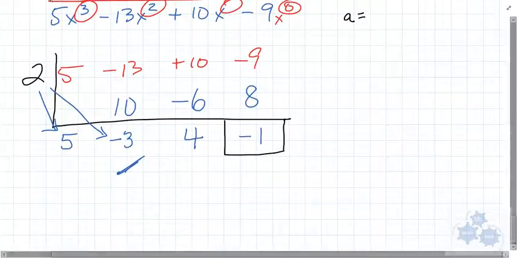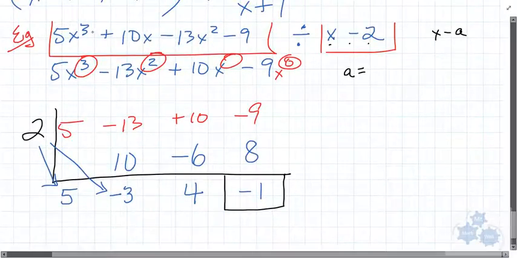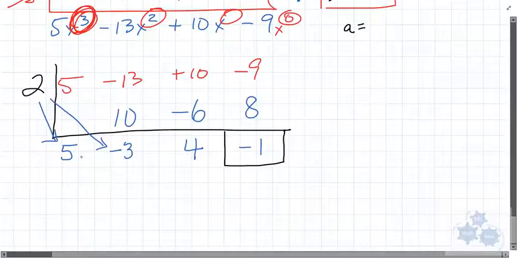So what does this tell us? Well, it tells us a few things. It tells us that we have a remainder of -1. It tells us also that we have coefficients for our polynomial here. And we started off with a cubic function, right? So the answer is going to be a quadratic. That's going to be x squared, that's going to be x, and that's going to be your constant.